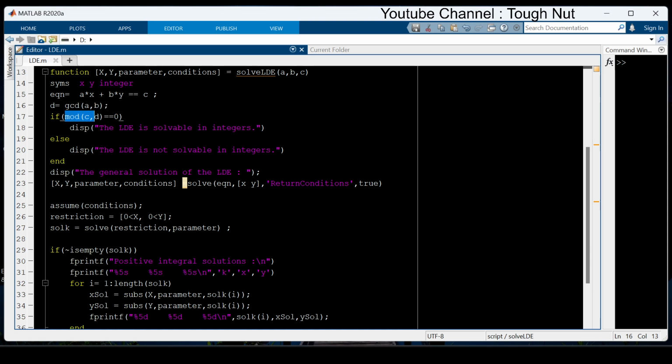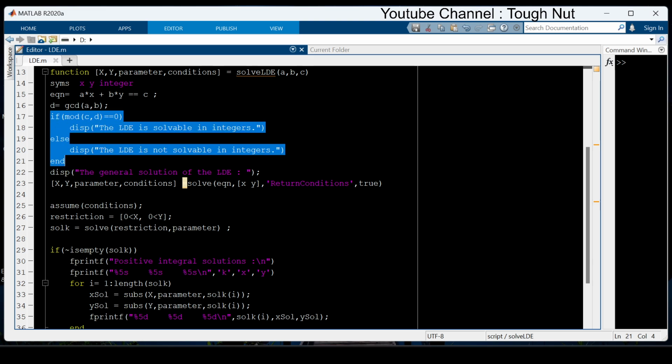The MATLAB mod function returns the remainder when dividing c by d. This allows us to check if c is divisible by the GCD d. Using an if statement, we test whether the remainder is 0. If it is, the equation is solvable in integers according to the theorem, otherwise it's not solvable.